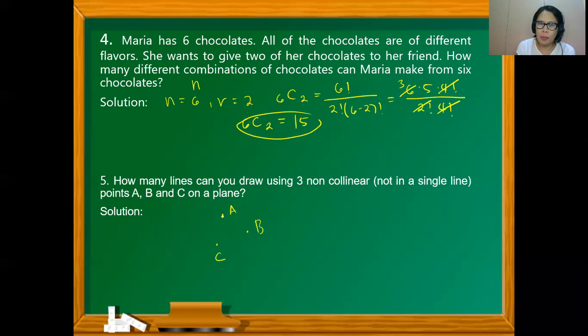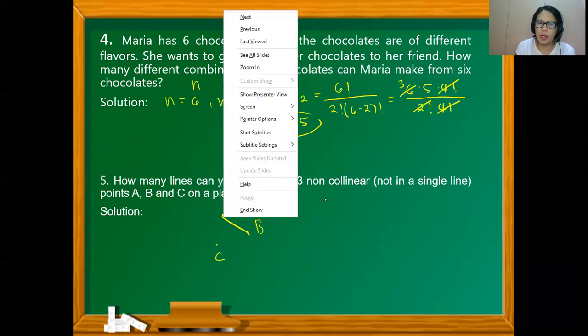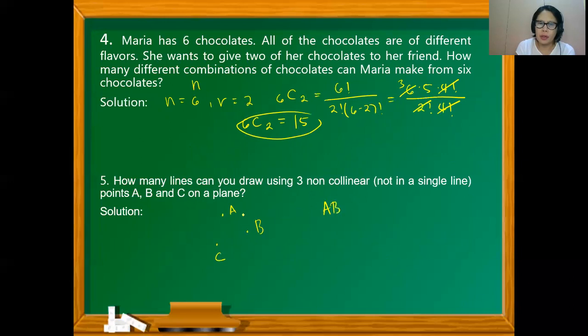If we connect A to B, we have AB here. And then B to C, we have BC, and then A to C, we have AC. So we have three lines. We can draw three lines. Take note that order does not matter here. When we say line AB, it's the same with line BA, as well as BC, it's the same with CB, and so with AC, the same with CA.